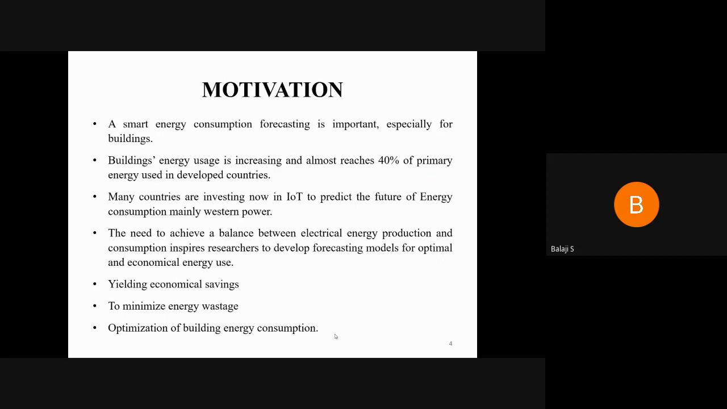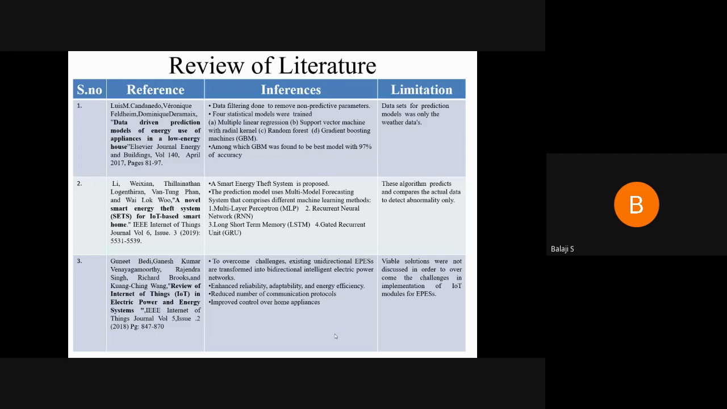The need to achieve a balance between electrical energy production and consumption inspires researchers to develop forecasting models for optimizing economical energy usage, yielding economic savings, reducing energy wastage, and optimizing building energy consumption. These are all my motivation factors.